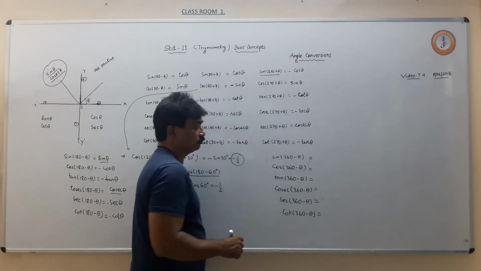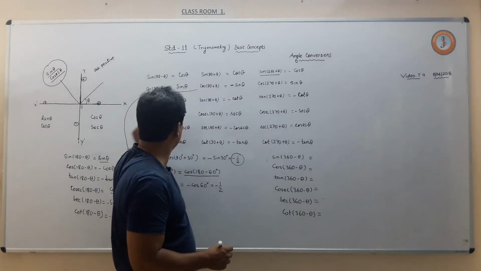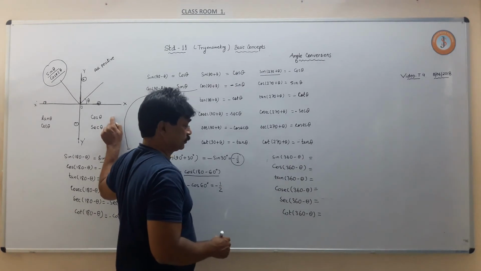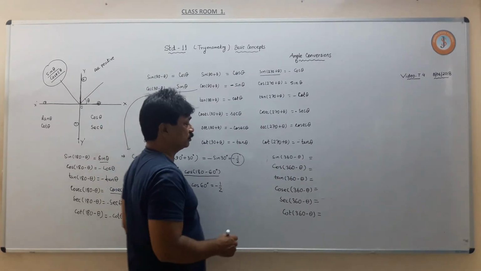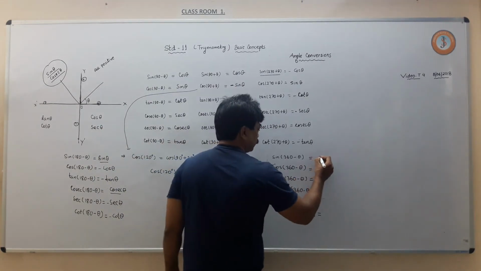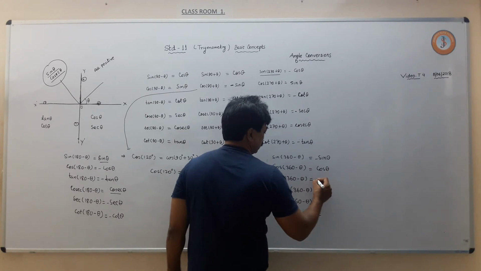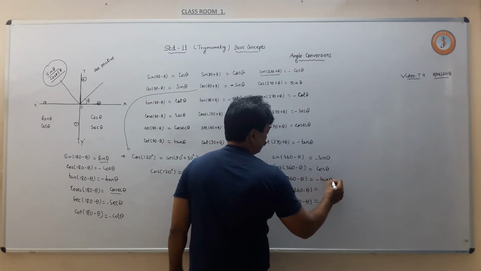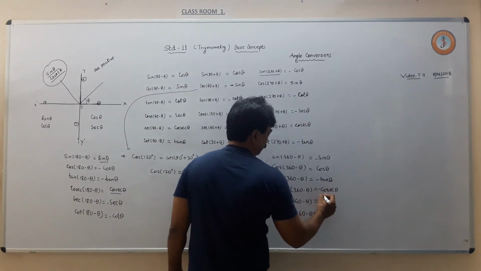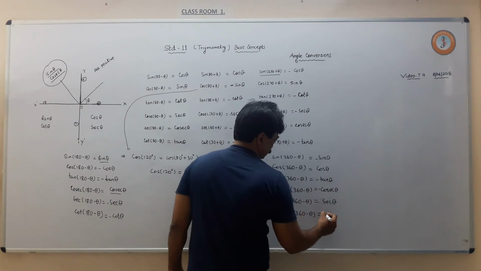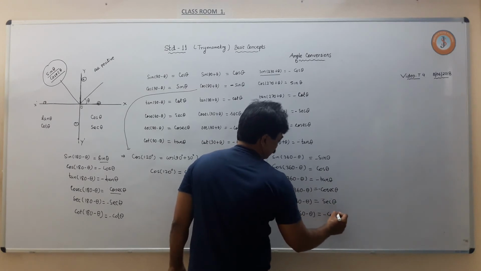Sine 360 minus theta. Now this belongs to the fourth quadrant. Fourth quadrant means it will be sine theta, but its result will be negative. This will be cos theta, its result will be positive. This will be tan theta, its result will be negative. This will be cosec theta, its result will be negative. This will be sec theta, its result will be positive, and this will be minus cot theta.